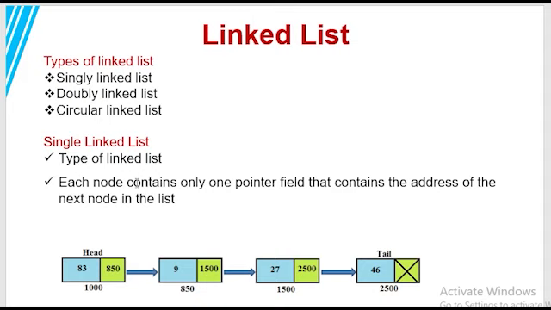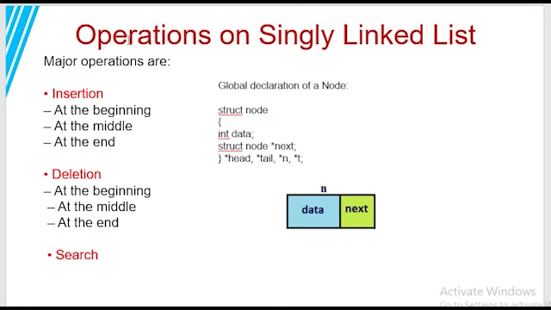In a singly linked list, each node contains only one pointer field, which represents the address of the next node of the list. This is a singly linked list. We'll see the operations of a singly linked list. Insertion, deletion and search are the three main operations. Insertion can be done at the beginning, middle and end of the list. In the same way, deletion can be done at the beginning, middle and end of the list.